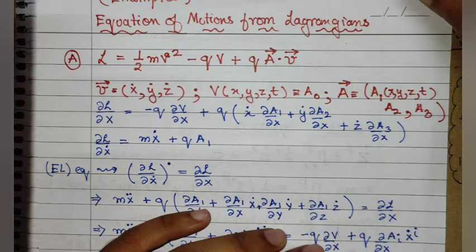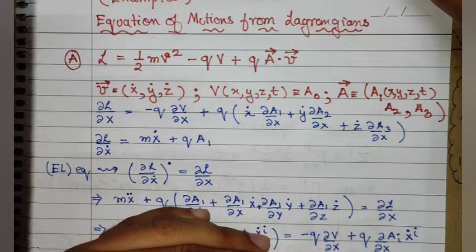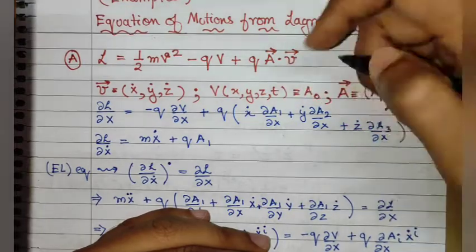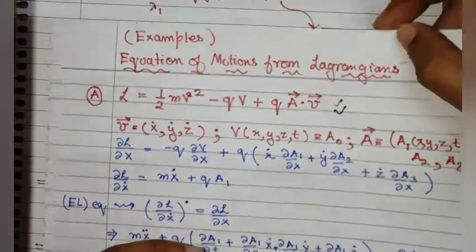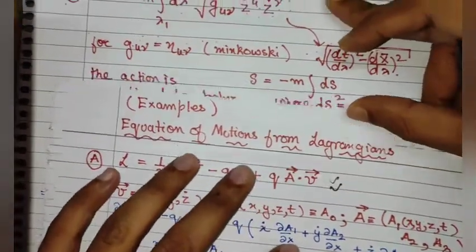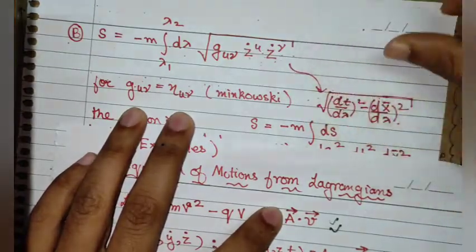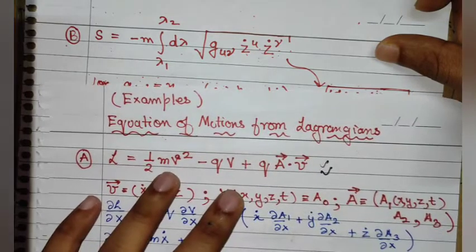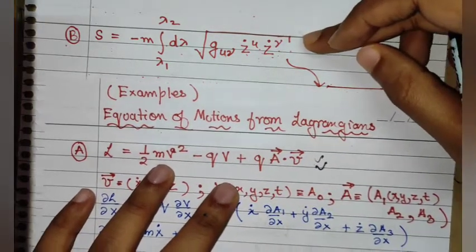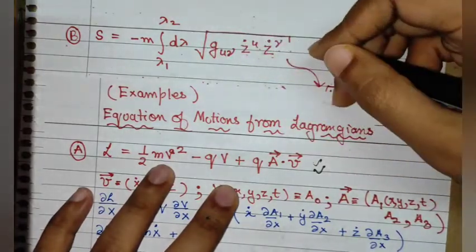Namely, we will be interested to find one of the equations to be the Lorentz force, which is the equation of motion corresponding to this Lagrangian. And the other equation of motion will basically involve this Lagrangian, and we will be finding the geodesic equations as the equation of motion corresponding to this action, and this is the Lagrangian that we see.